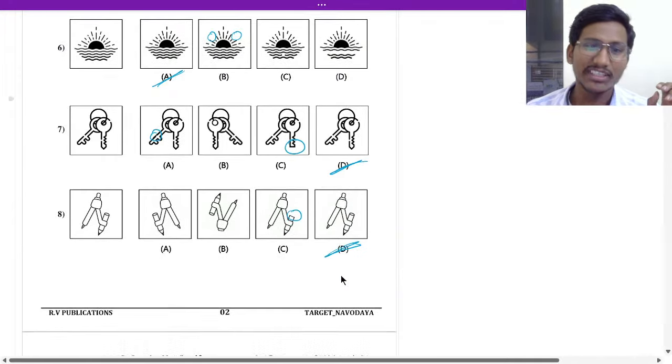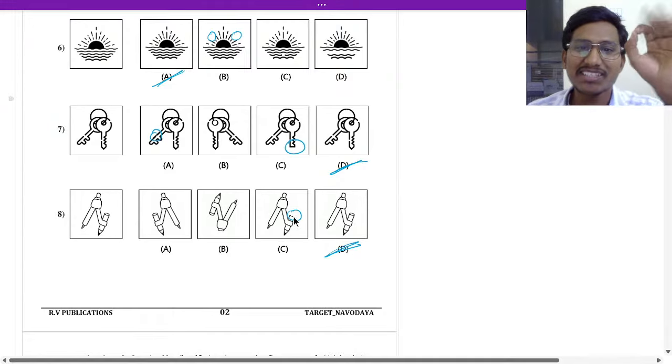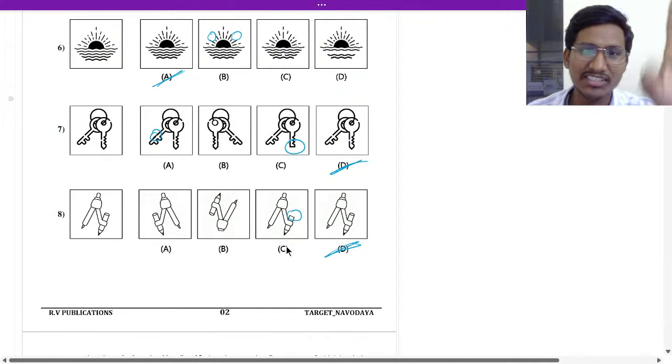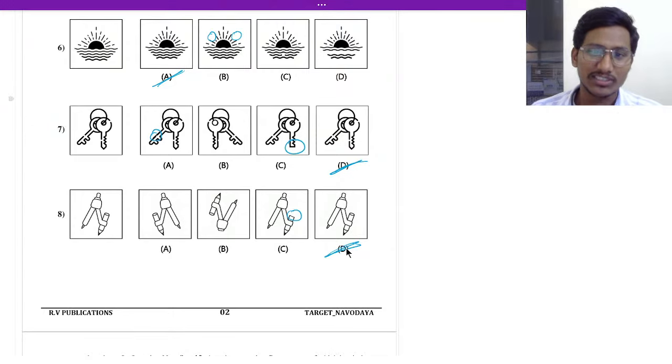D is the answer. Understood? Okay. Now tell me the eighth answer, students. So here D is the answer, because here everything is different. C is here, the pencil is not flat, it is round here. So that is why C is not the answer, D is the only answer. Everyone understood? Any doubt?